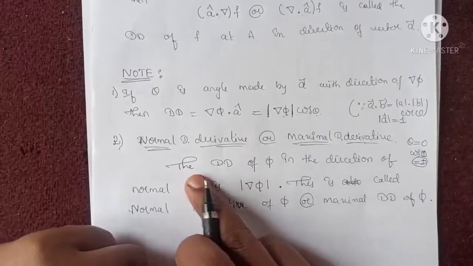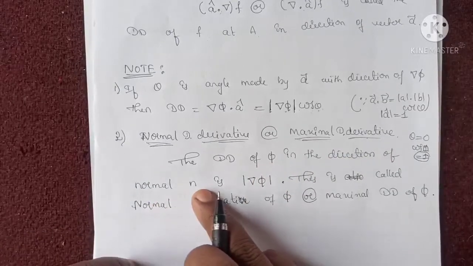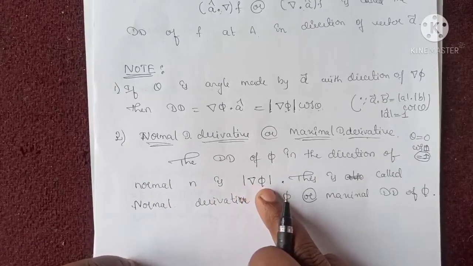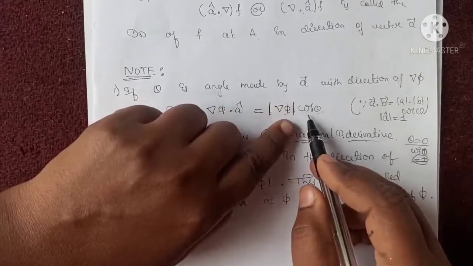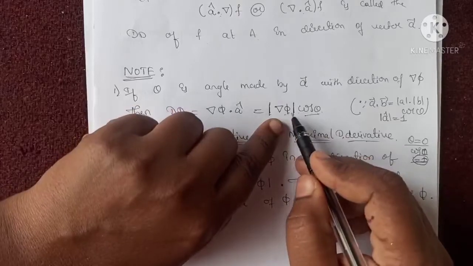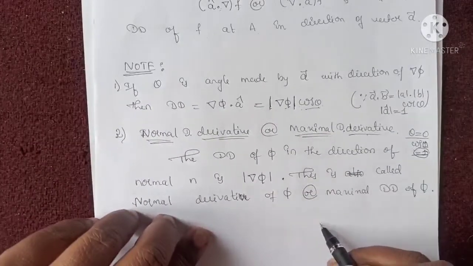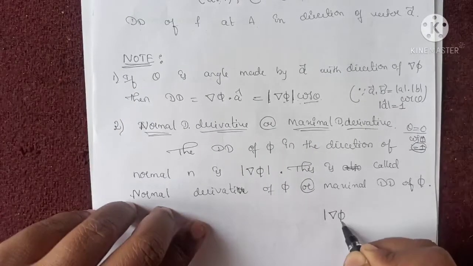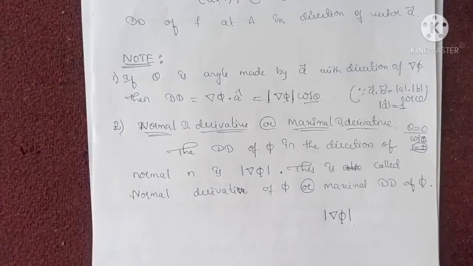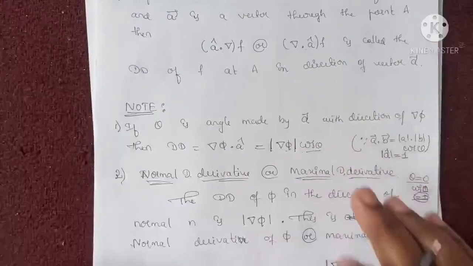So that is the directional derivative of phi in the direction of normal n is magnitude of del phi, because this happens only when theta is equal to 0, that is cos theta is equal to 1. Therefore the maximal directional derivative is given by, always remember that, mod or magnitude of del phi. Okay, so on these basic concepts we solve some problems.